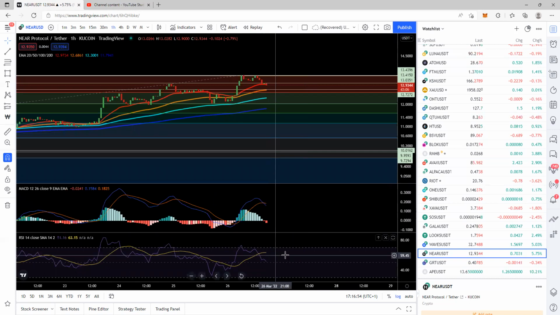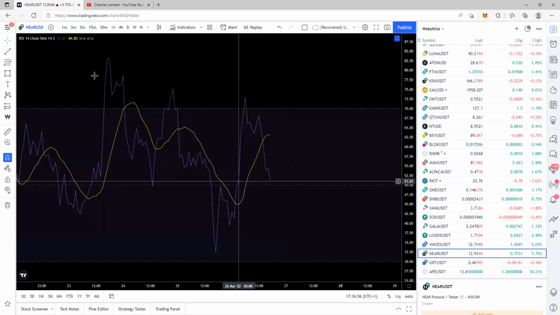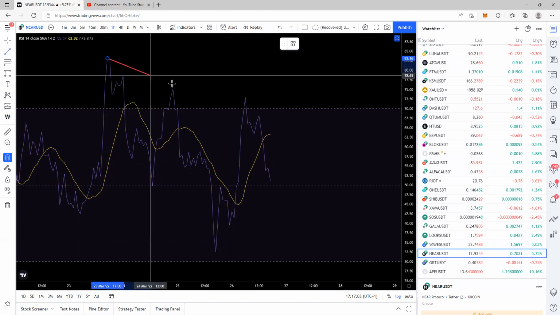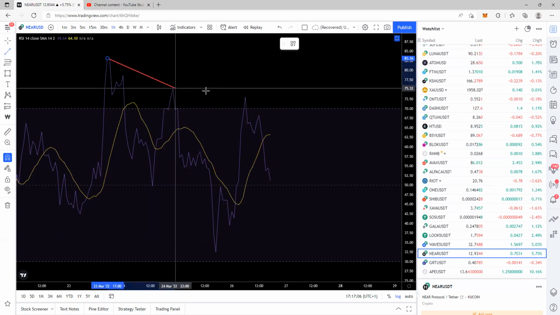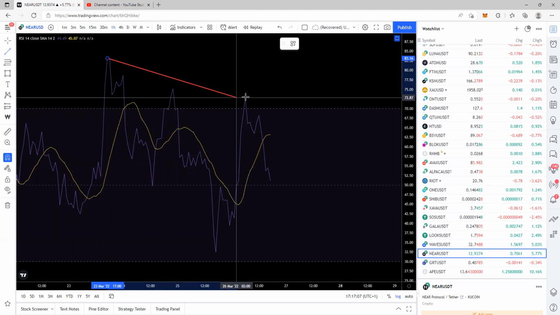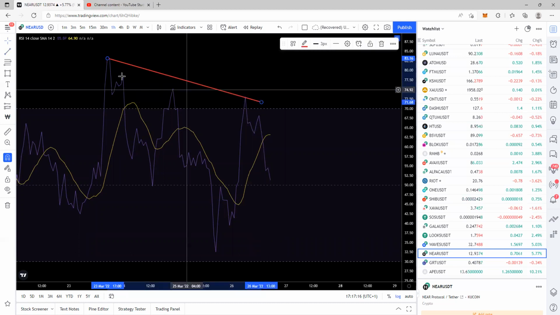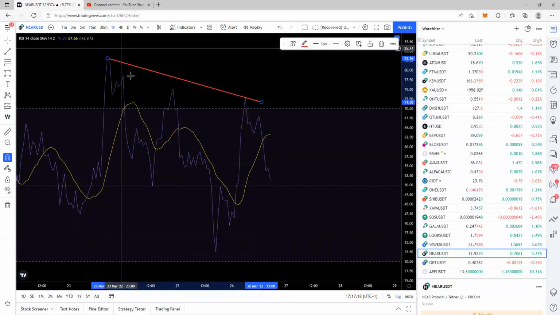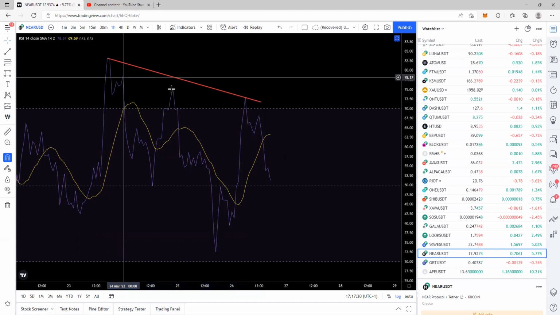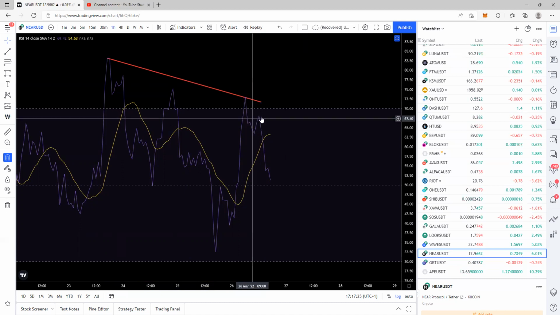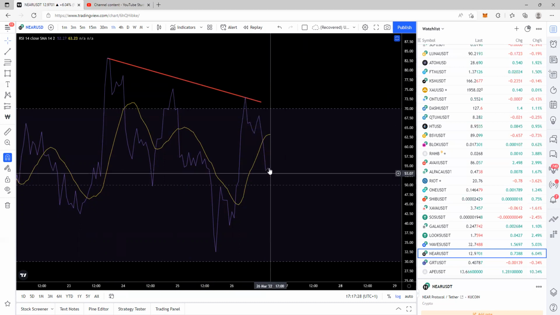Let's take a look at the RSI. Now look at this. I want you to pay attention. This right here was your high. This was your lower high here. You had another lower high here. So high, lower high, lower high, lower high, lower high, sell.